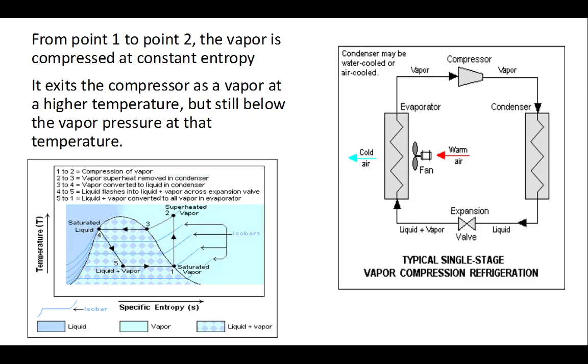Right, from point 1 to point 2, from the fridge side, from the cold side, and the vapor is here. So it's compressed, and with that.